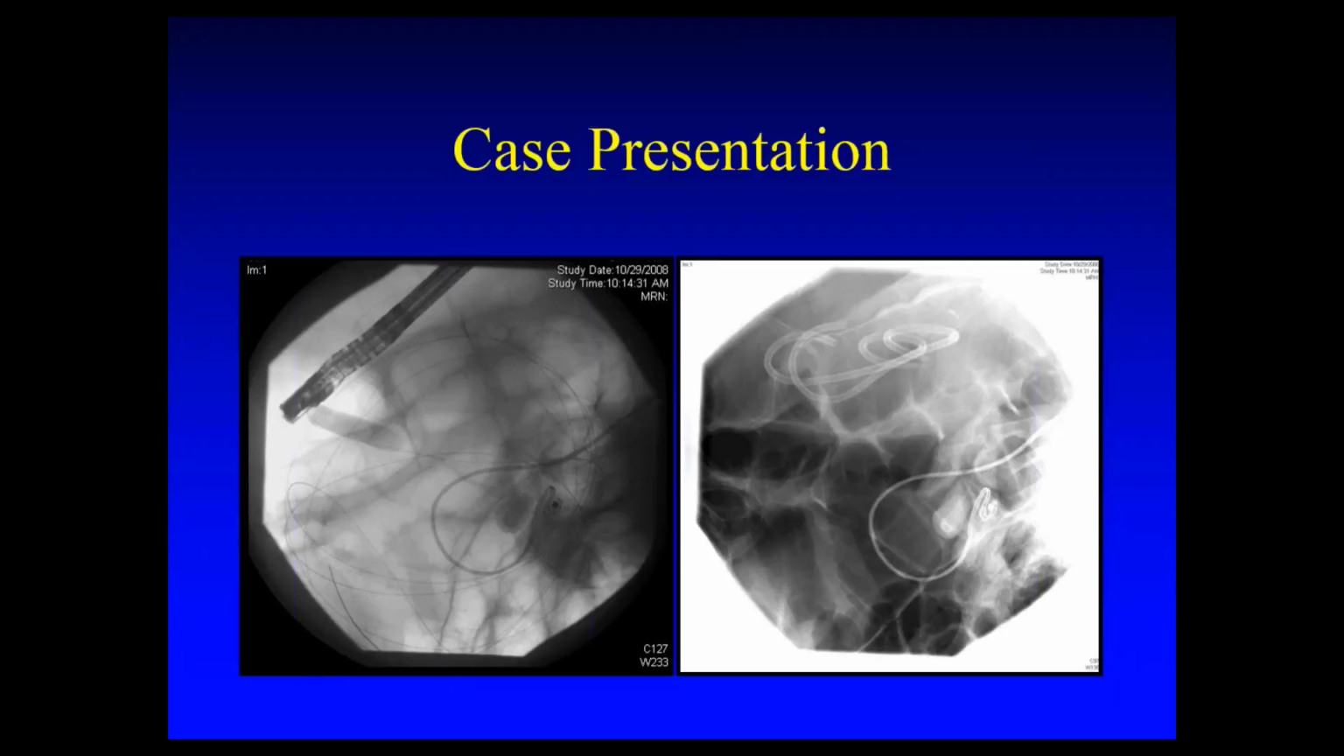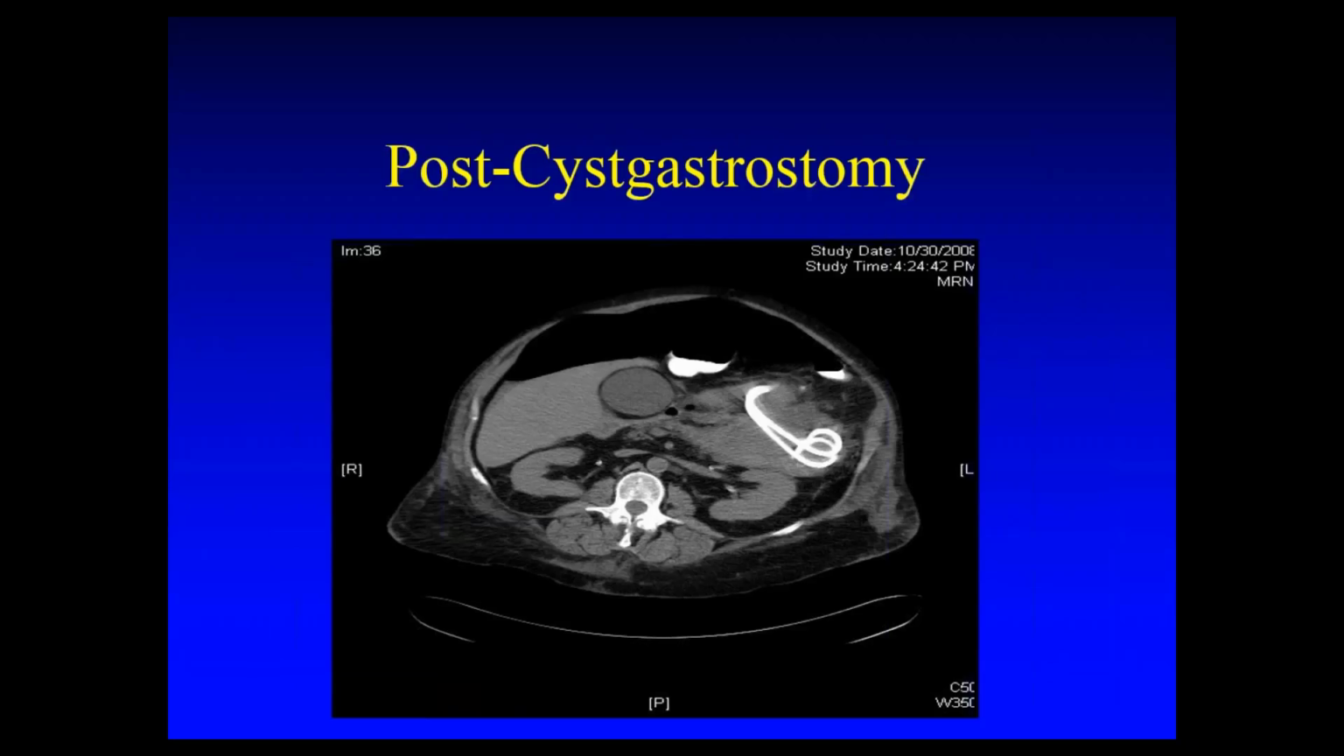You have two double pigtail stents going from the lumen of the stomach to the pseudocyst. One pigtail in the cyst, one pigtail in the stomach to prevent migration. Here you can see clearly that there are two pigtails going to the pseudocyst. Now sometimes we can even use fully covered metal stents to drain these pseudocysts.